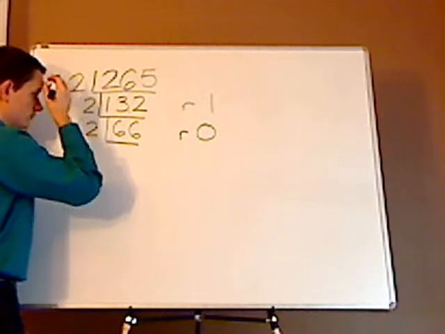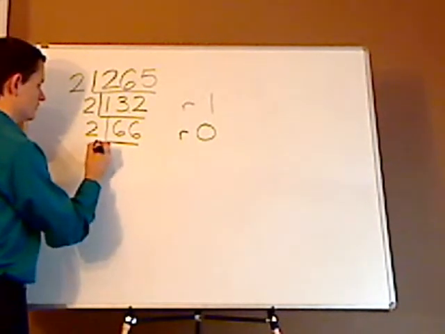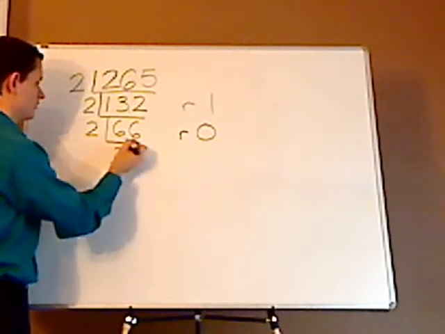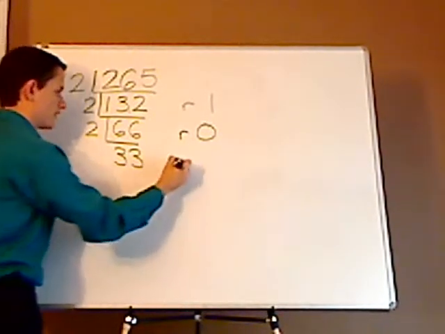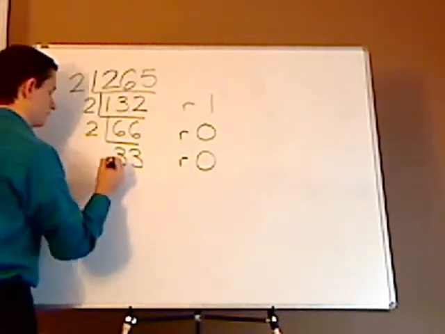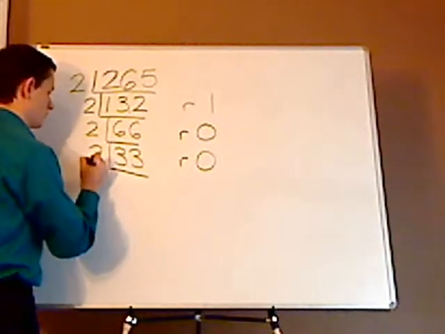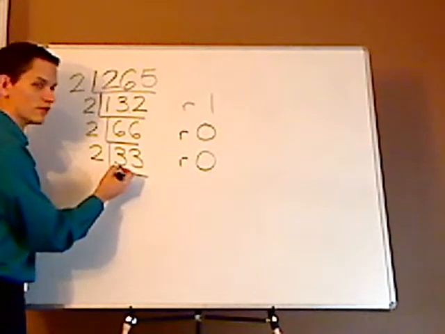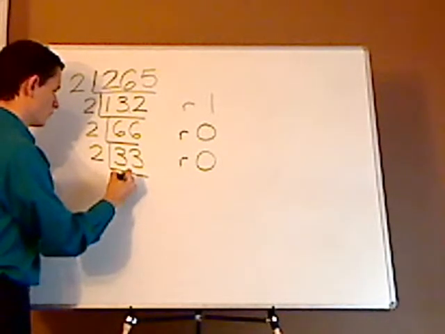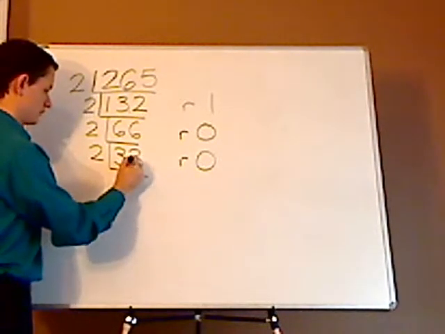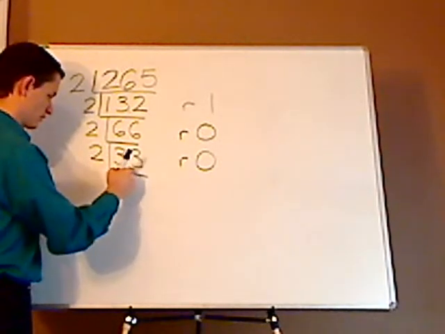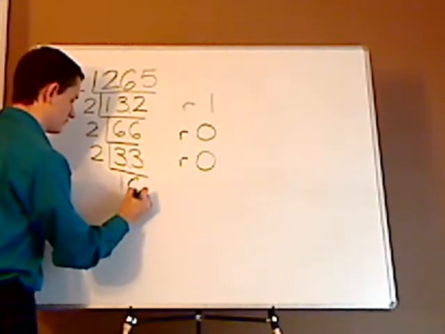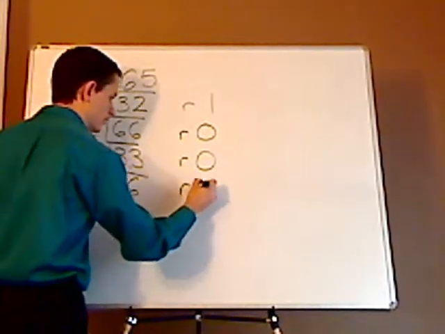And then you see 2. 2 goes into 6 3 times. How many times does 2 go into 30? Well, how many times does 2 go into 3? Once, right? With one remainder. So this is 13. How many times does 2 go into 13? Yes, 6 times. So that's a remainder of 1.